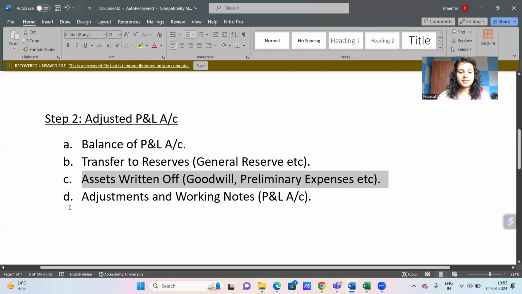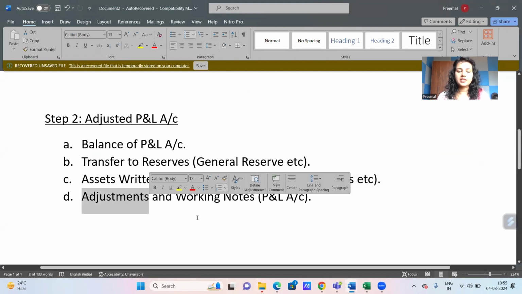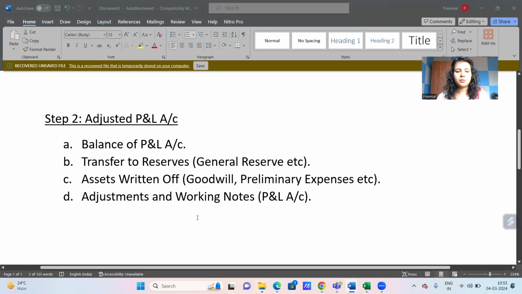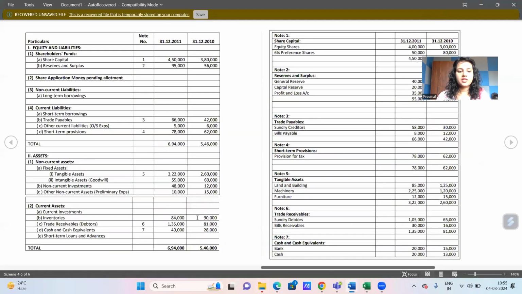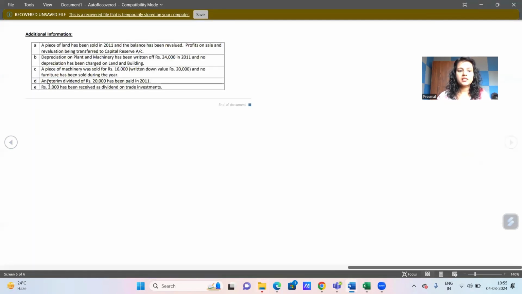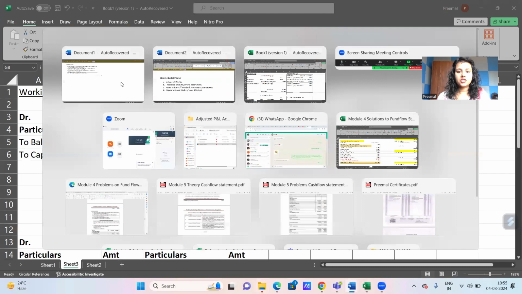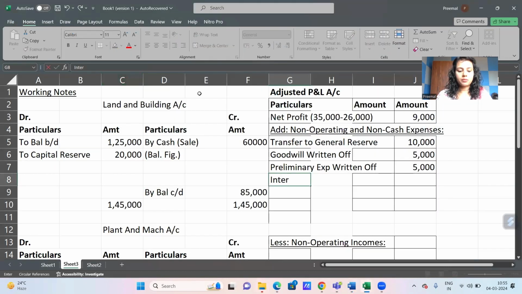Moving back to our guidelines, the last guideline, we check our adjustments for any direct entries. That means we wouldn't have prepared any working note because we know exactly where these values appear. So in our adjustments, we have something called as interim dividend paid. We know that this is a non-operating expense. So in our adjusted P&L account, under non-operating expenses, we mention interim dividend paid, amount 20,000.